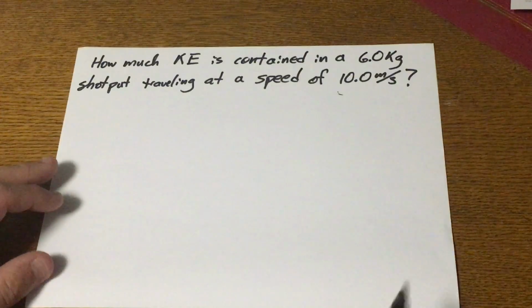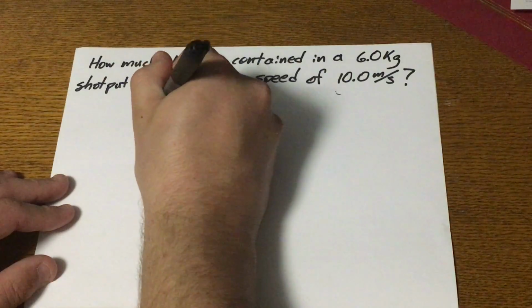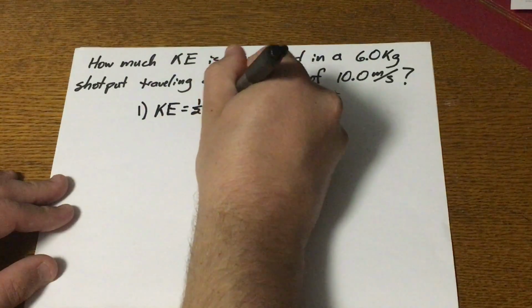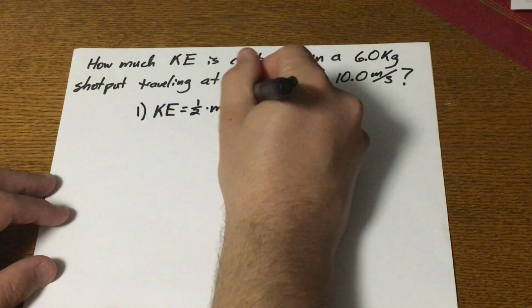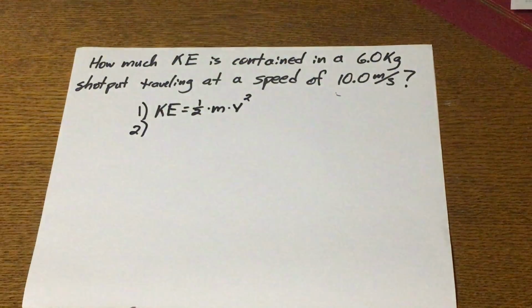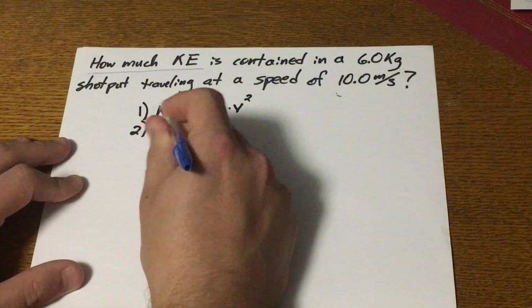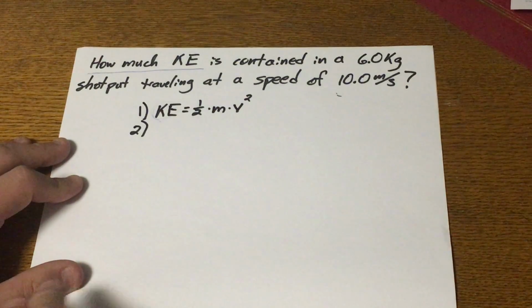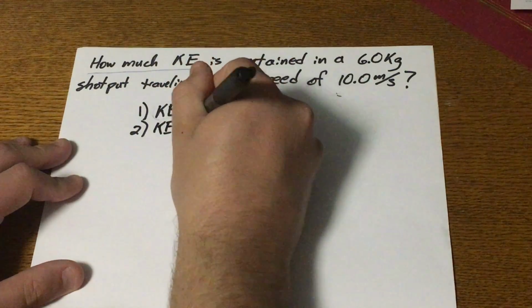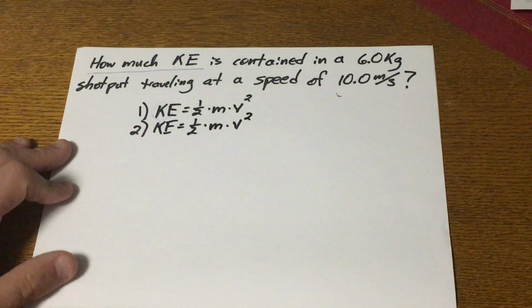But let's calculate it. Step number 1 is to write the original equation as it stands. And we saw on the last piece of paper, the kinetic energy is equal to 1/2 times the mass times velocity squared. Step number 2, solve for what you need to know. Well, they're asking me how much kinetic energy. And this is already solved for kinetic energy. So I don't need to do anything special there. I'll just rewrite the equation. Kinetic energy is equal to 1/2 mass times velocity squared.